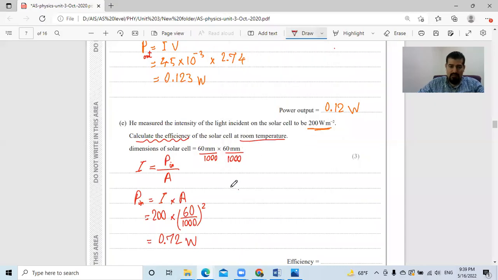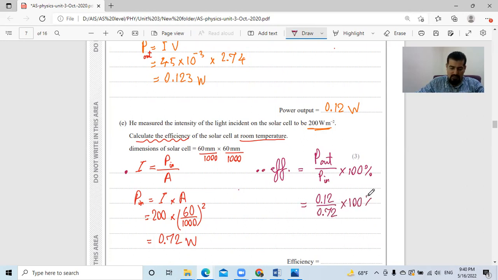The second step, I will find the efficiency. The efficiency equals the power out divided by the power in multiplied by 100%. So the power out, which is 0.12, divided by the power in, which is 0.72, multiplied by 100%, and the answer will be how much? It will be 17%.